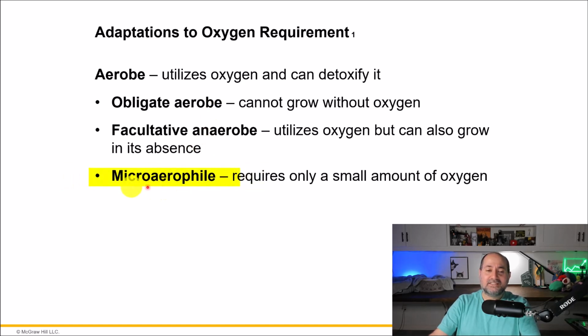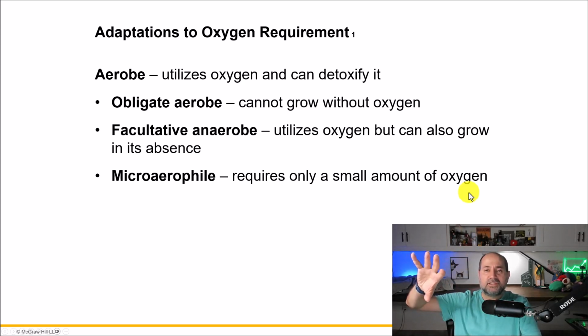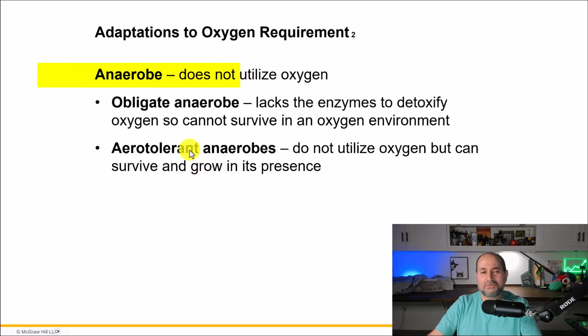Microaerophiles are kind of neat. These can grow in oxygen, but they only require a small amount of oxygen. So they tend to live in places with lower than atmospheric oxygen. Remember, in the atmosphere, there's 20% oxygen. These prefer to grow in slightly less than 20% oxygen. And what are anaerobes? Anaerobes are organisms that do not utilize oxygen.